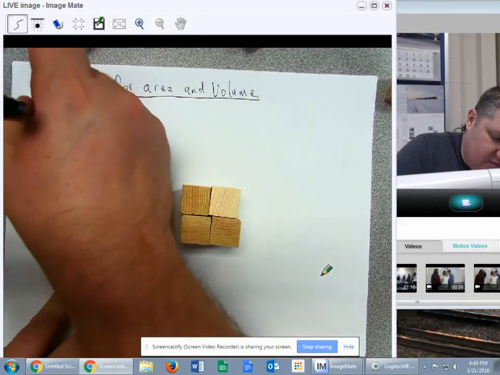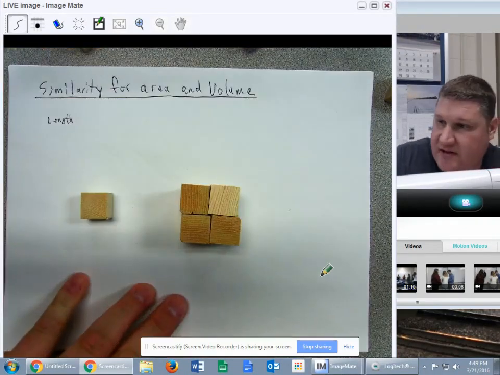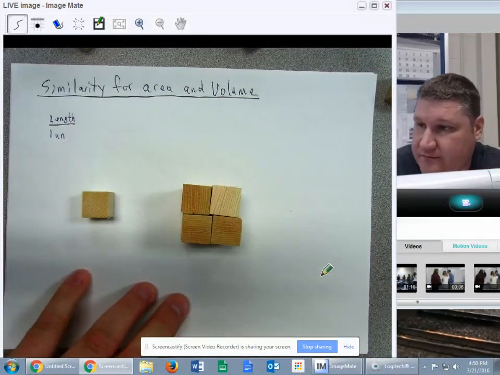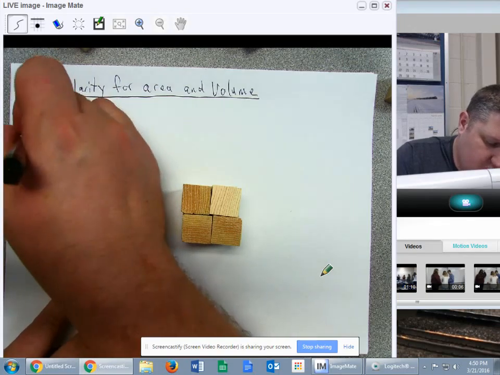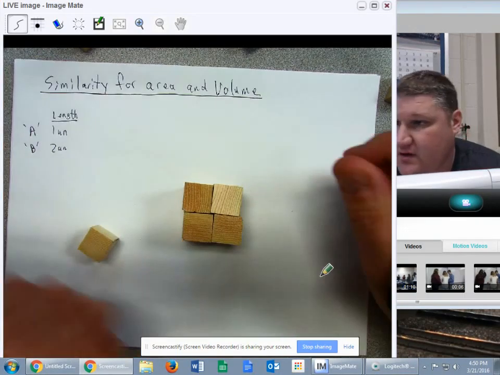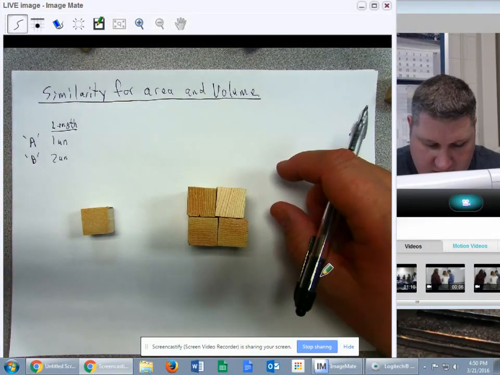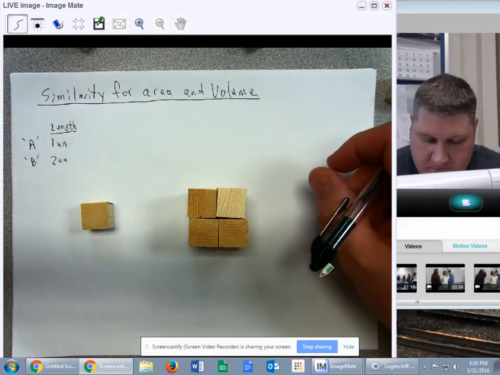In this case, we want the length. The length of this cube is 1 unit. The length of the other one is 2 units. So we'll call them A and B. The length of the first, A, is 1 unit, and the length of the other one is 2.